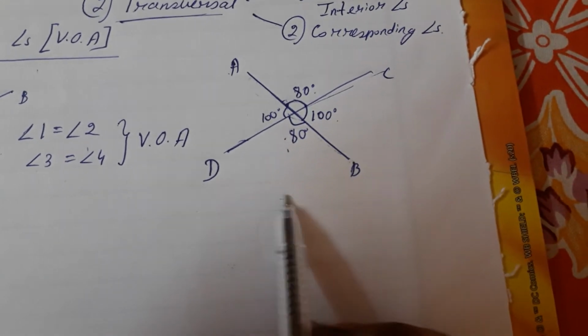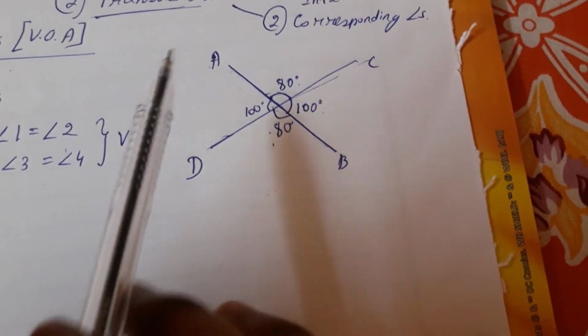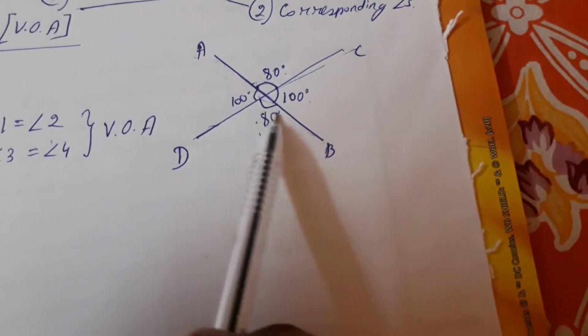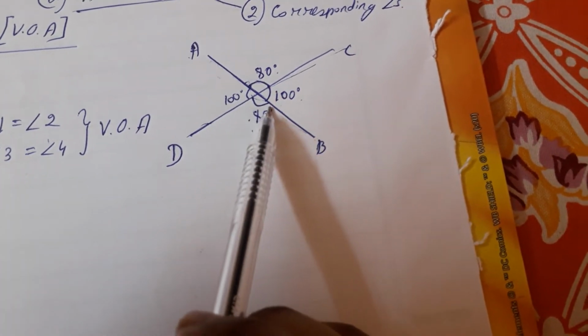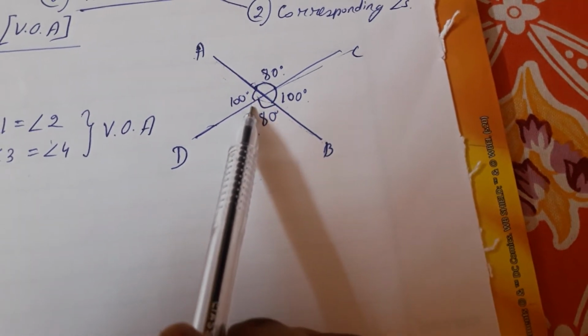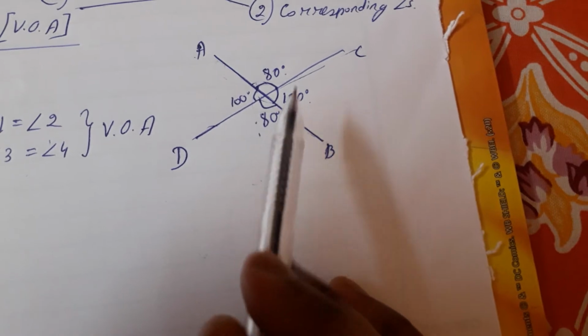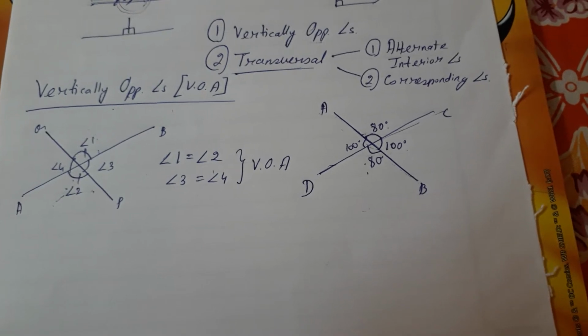In this example, you only have to use the concept of linear pair. If this is 80, then this will automatically become 80. By the linear pair concept, if this angle is 100 degrees, then this angle will also be 100 degrees. Automatically this will be 100 degrees by the concept of linear pair. Okay, I think it's clear. Let's see the next term.